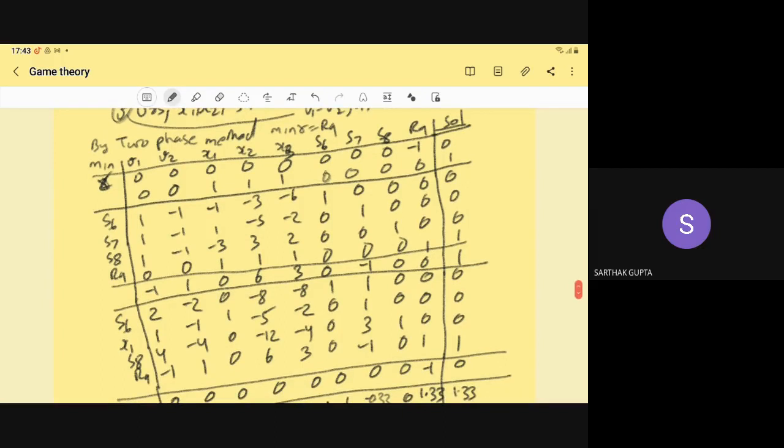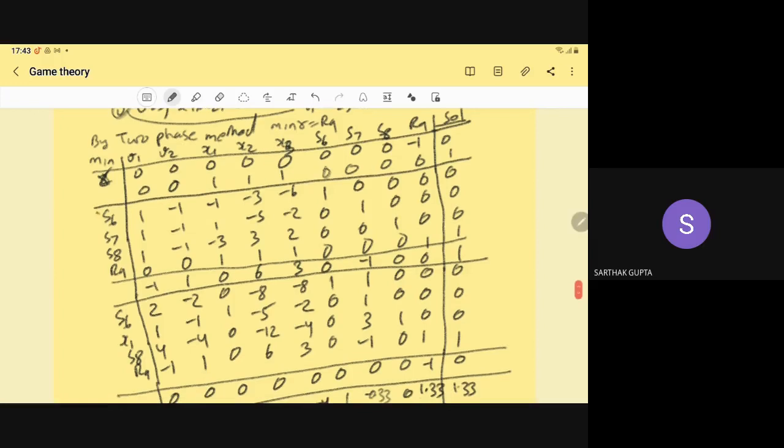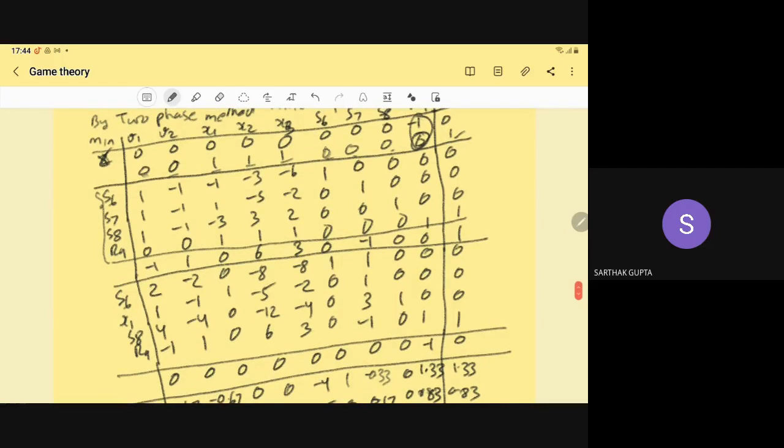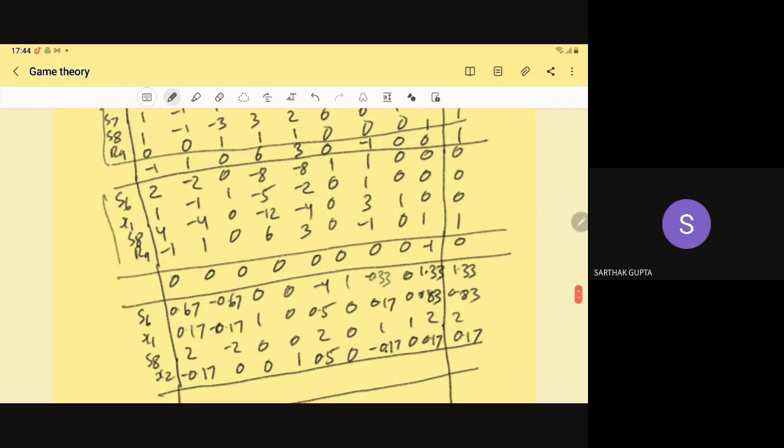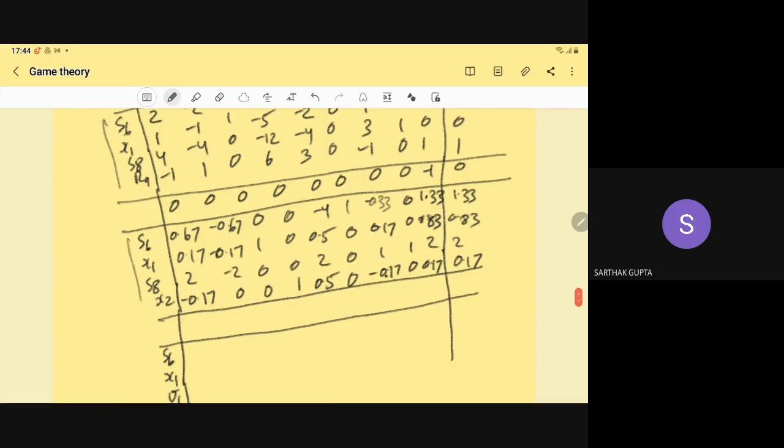Then since s6, s7, s8 and r9 are the initial basic feasible solution, the table must be consistent. For making it consistent, this entry must be 0. So for making it 0, we add this row to the row of r9. Due to that we have the following change in the table: 0 0 1 1 1 0 0 0 and 0, and on the right-hand side we have 1. Then apply the simplex method. So here we have the second table, and here we have the third table.